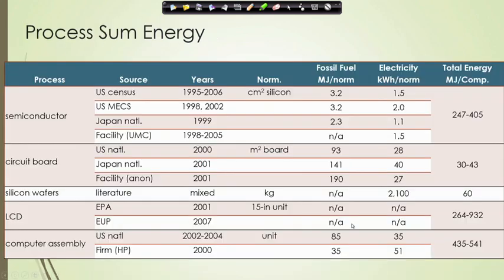Then you take the data and you try to do a process sum energy. So how much is the total energy that is required in terms of a semiconductor, circuit board, silicon wafer, LCD and the computer assembly. If you look at the total energy, the fossil fuel is also given, and electricity, how much kilowatt hour, normalized. So you have total energy like megajoule per computer, and for semiconductors it is 274. This is again a range 30 to 43, silicon wafers, LCD, computer assembly. So we get the process sum energy, the energy that is used to make this particular product.